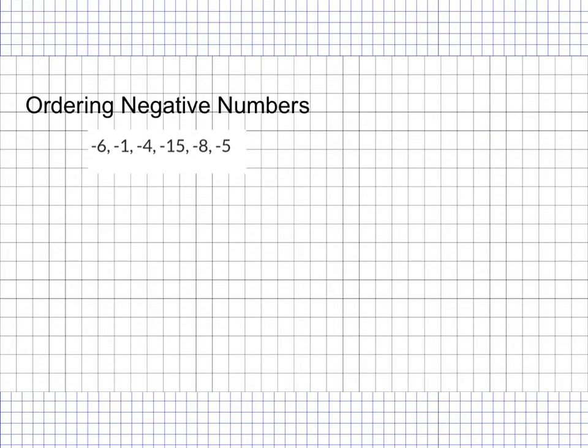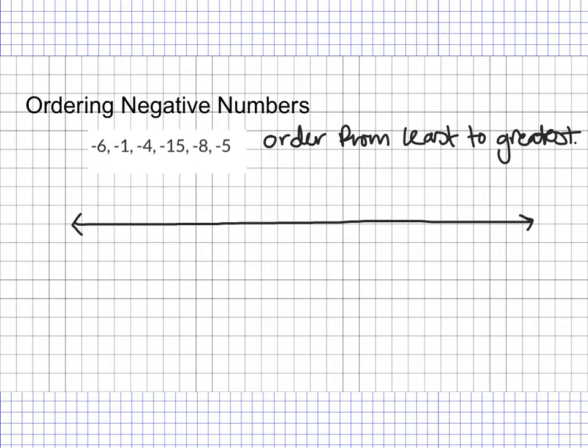Okay, let's do another list. This time you'll notice there's no positives in here to mix things up. And once again, we are going to put these in order from the smallest to the largest, or from the least to the greatest. And once again, I want us to start by putting these on a number line. Now, before we start, take a moment and I want you to decide which of these numbers do you think is going to be the least? Which one is going to be the smallest?